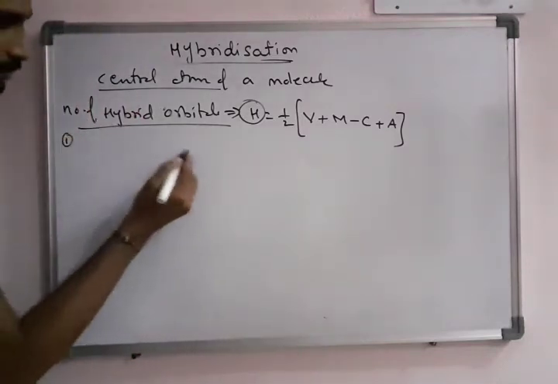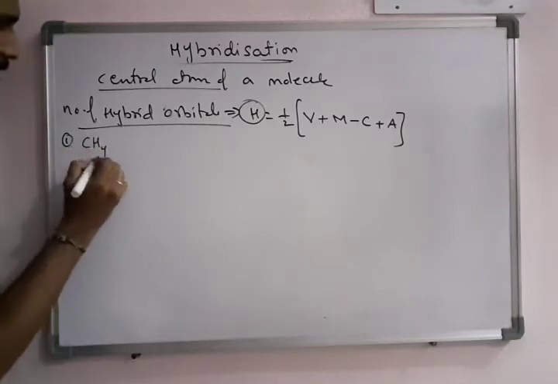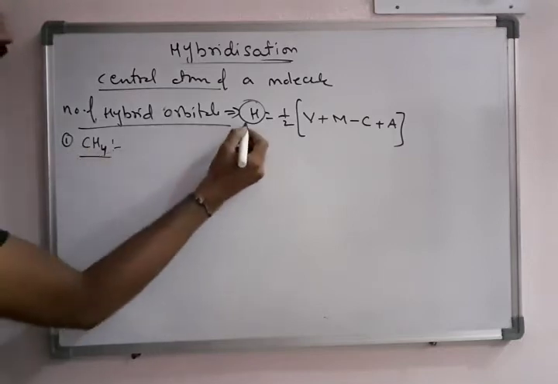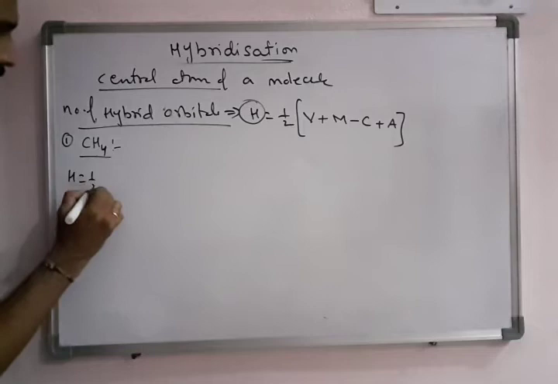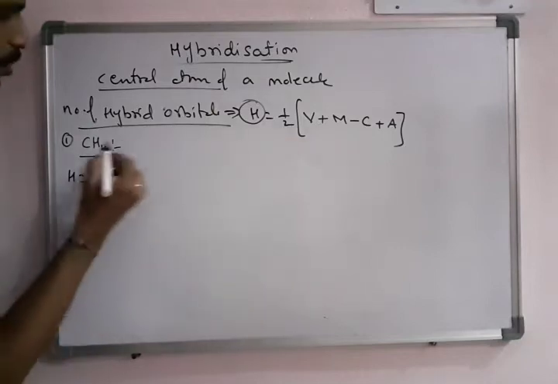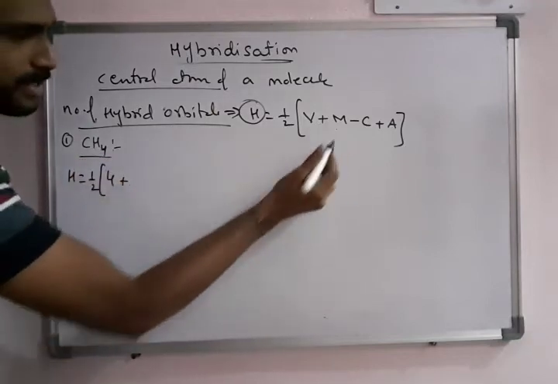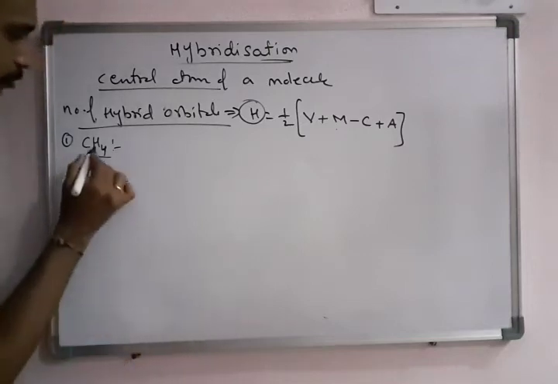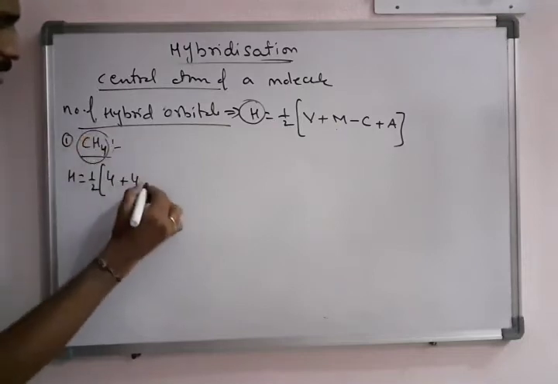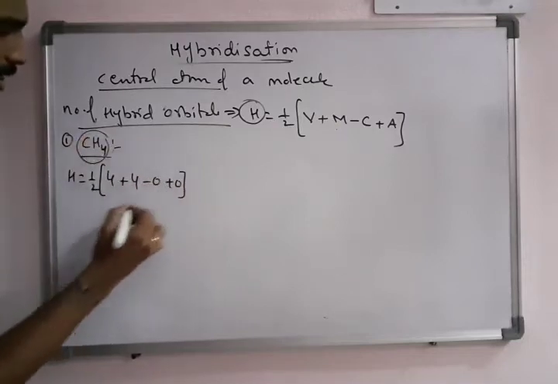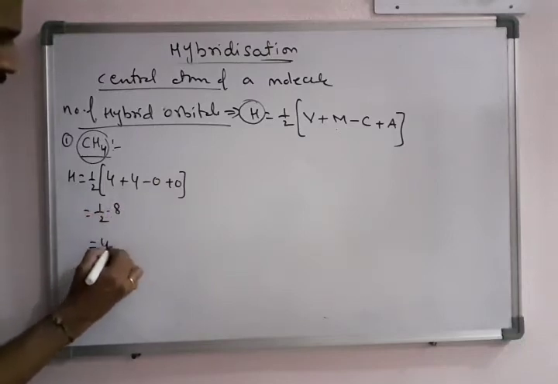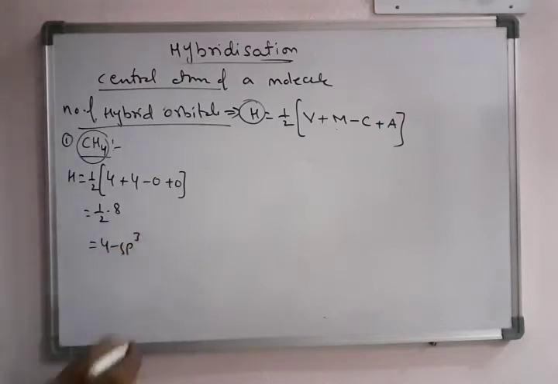So take the first one. We are taking a general example, methane. The central atom is carbon. We need to calculate the number of hybrid orbitals on the carbon. Following the formula, how many valence electrons are present on the carbon? 4. How many monovalent atoms, that is, how many hydrogens? Monovalent generally means halogens and hydrogens. Here 4 hydrogens are bonded to this carbon. 4. There is no charge on this, so there is no cation charge and no anion charge. So finally, half into 8 is equal to 4, this is sp3.